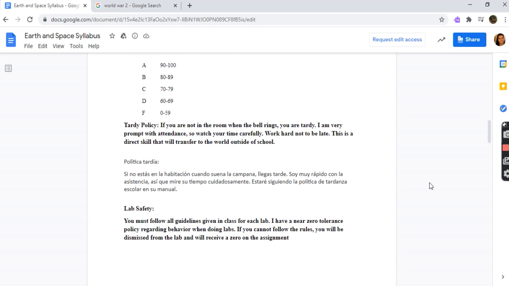Tardy policy. If you're not in the room when the bell rings, you are tardy. I am very prompt with attendance. I am very prompt with my time, so watch your time carefully. Work hard not to be late, even though you're in a C4 class or something like that. Just all that stuff. This is a direct skill that will transfer to the world outside of school.